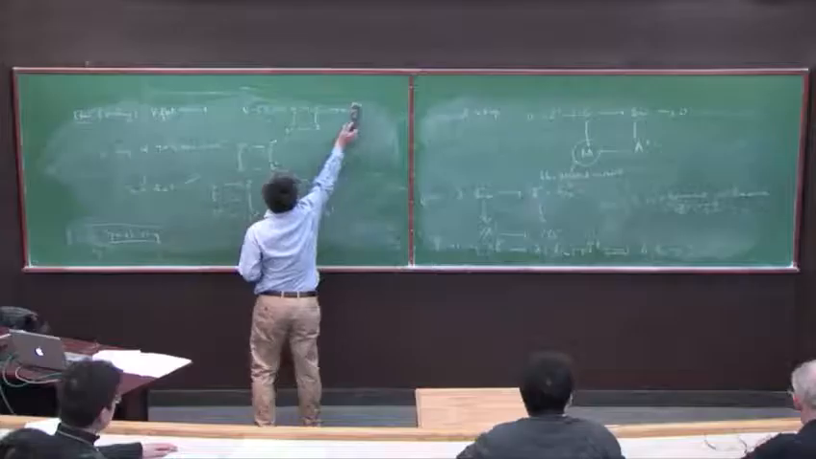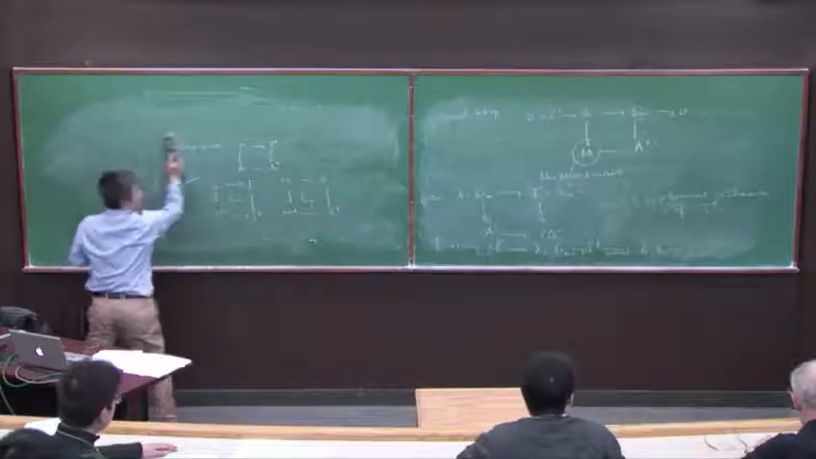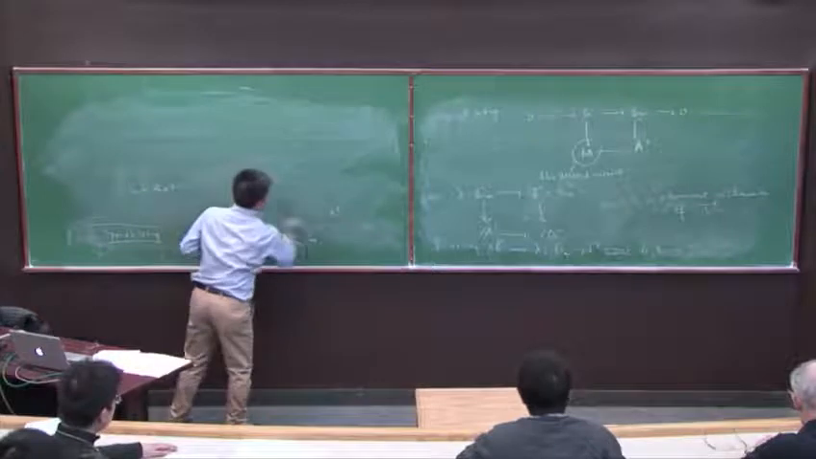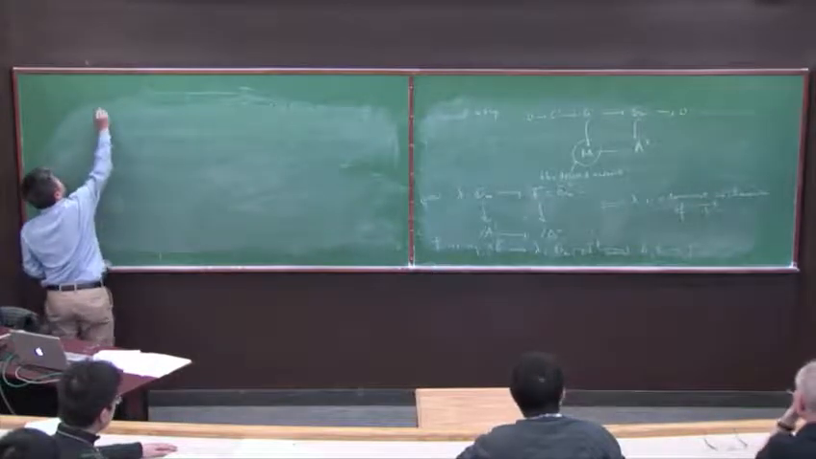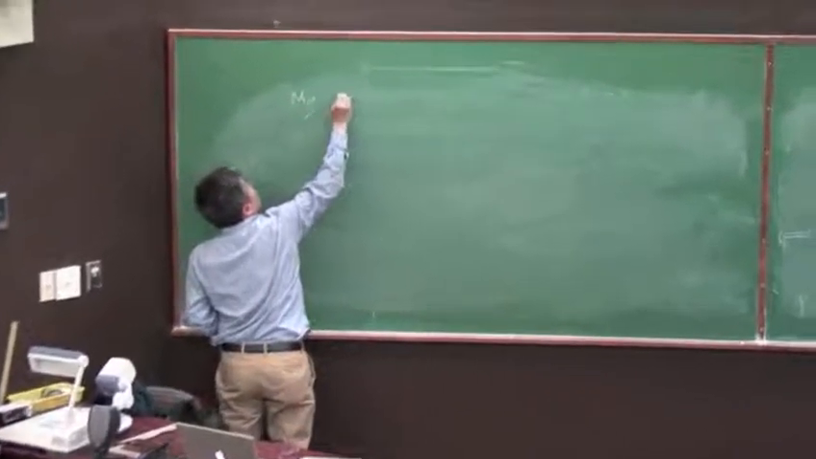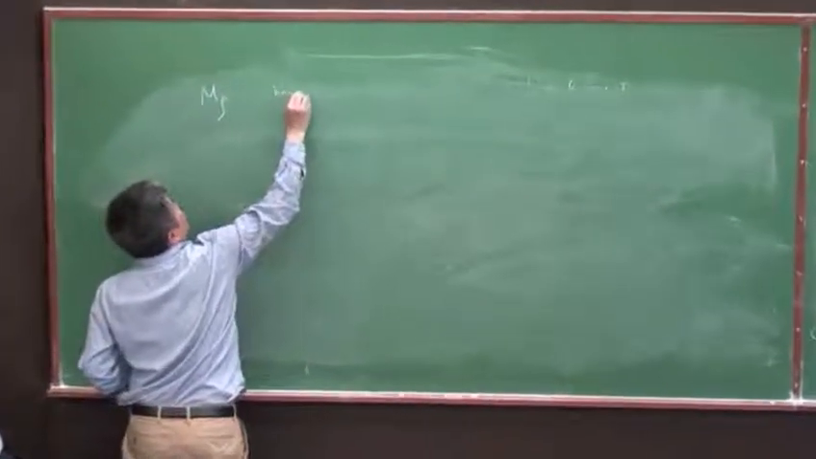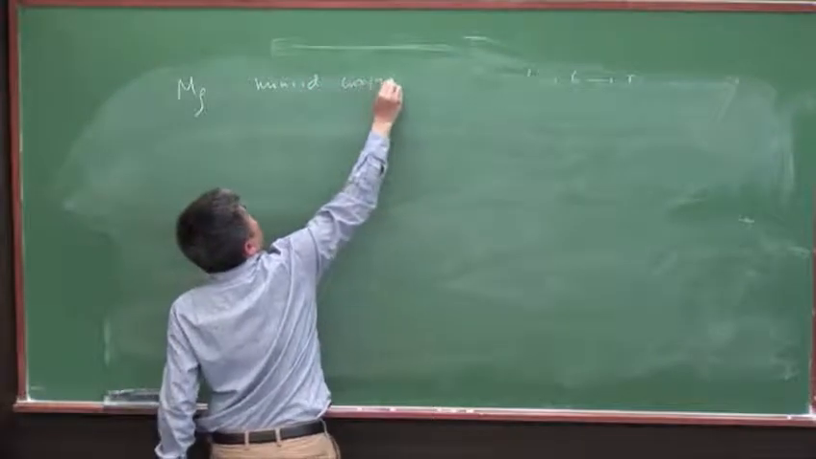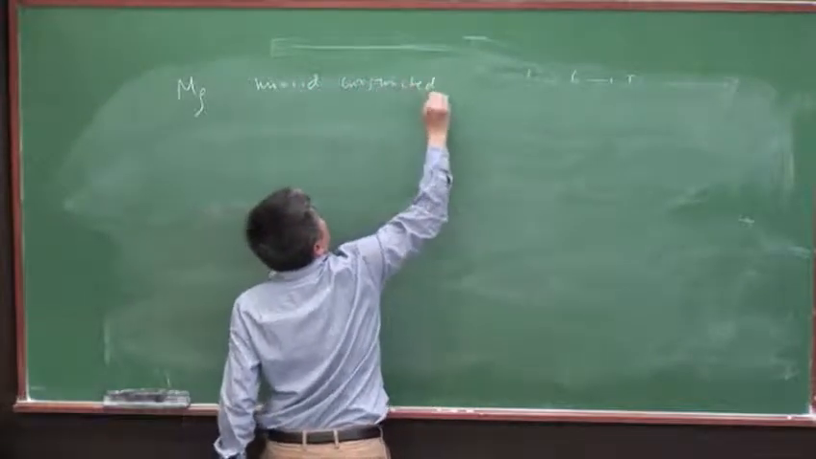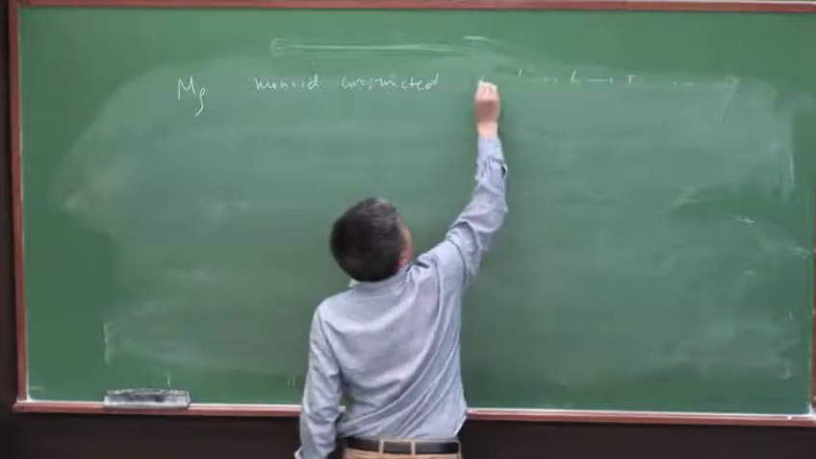So now, let M rho be the monoid constructed above.